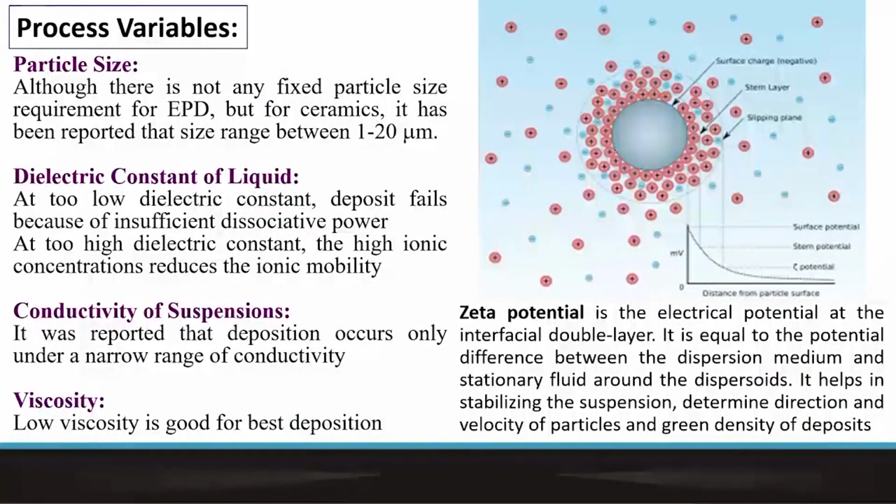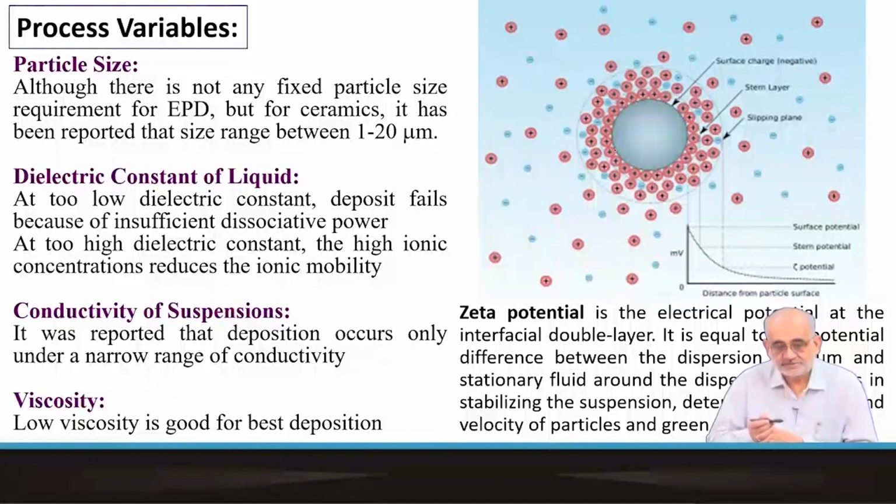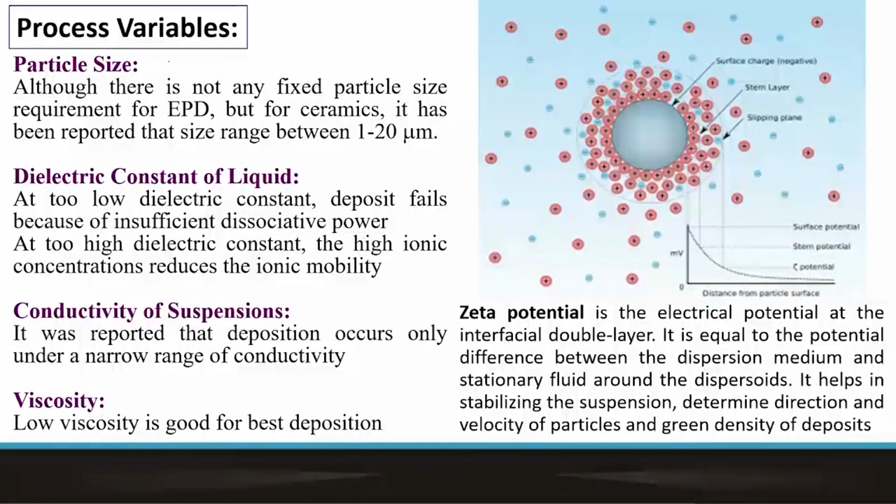One of the biggest advantages in these two, electrophoretic or electroless deposition, is the fact that the electrodes can be even non-conducting material, or in other words, we can cause deposition on non-conducting surfaces. We already mentioned that the particle size, dielectric constant, conductivity of suspension, and viscosity are the four major variables. So essentially we are talking about a particle with certain surface charge.